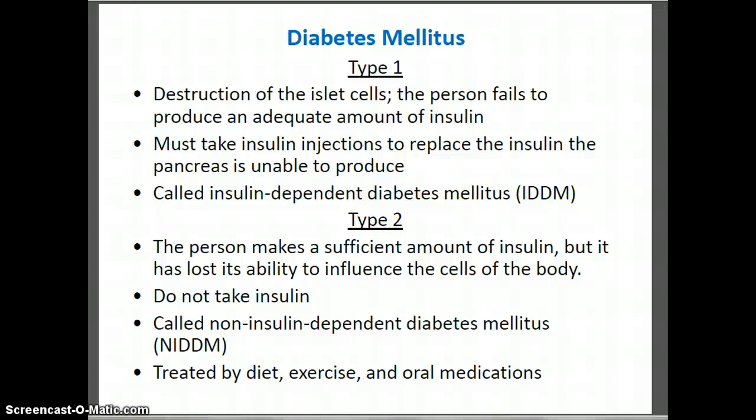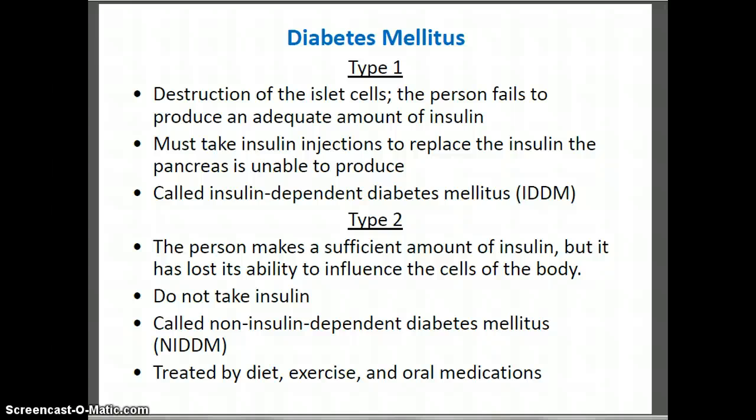This type used to be called childhood onset diabetes, but now we call it type 1 diabetes mellitus. We're not sure of the cause. It may be related to autoimmune effects. It may be an autoimmune disease. It is likely an autoimmune disease.